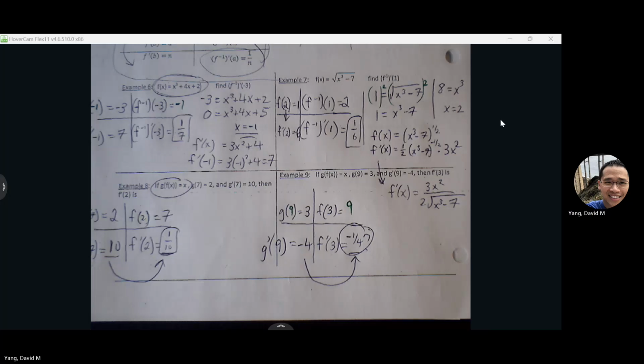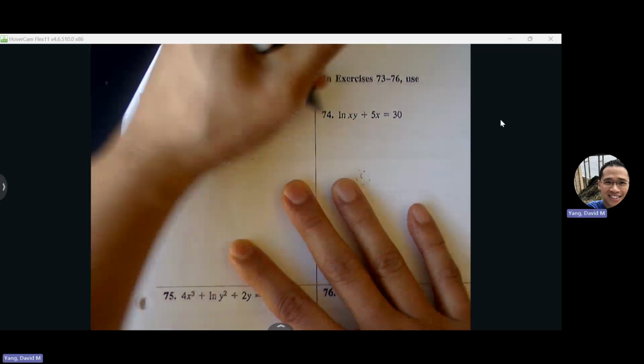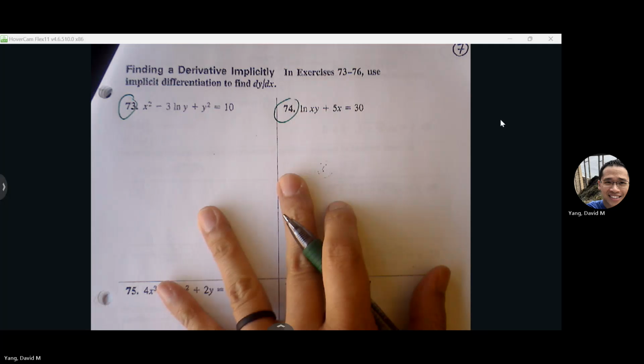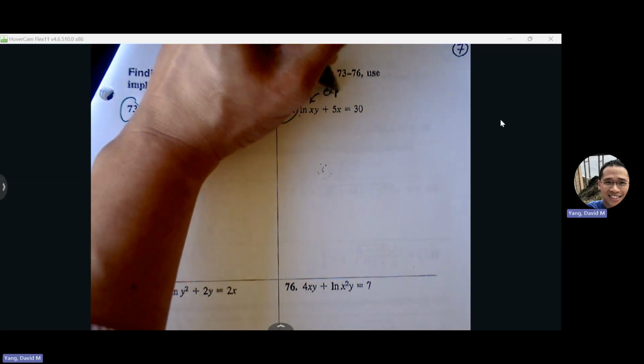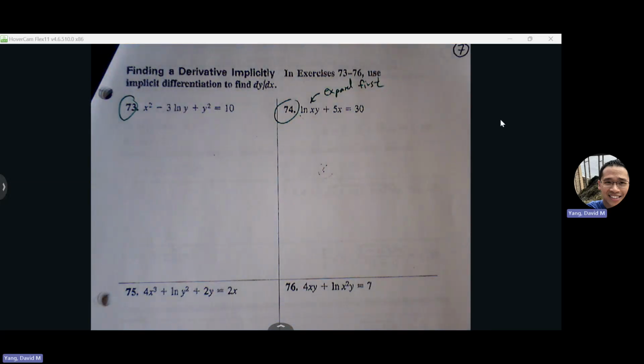Okay, next page. I want you to try 73 and 74. Let's go back to implicit. Just be careful with 74 here. You want to expand first, especially if there's natural log involved. So the process is find the derivative of each term. If you come across a y variable, find the derivative of that. Treat it like x initially, but then attach dy dx.